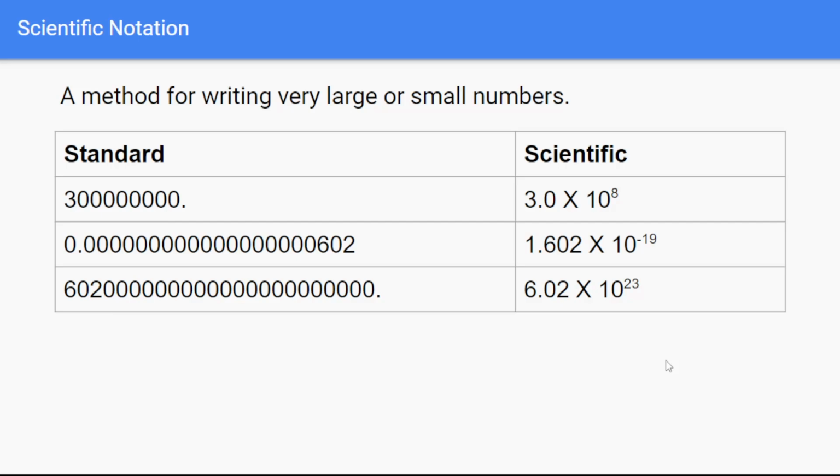In this video, we'll discuss how to convert between standard and scientific notation. Scientific notation is a method for writing very large or very small numbers. If you look at these examples in standard notation, you have huge numbers, or in this case, a very small number. And our format for scientific notation is a number times 10 to the power of something.